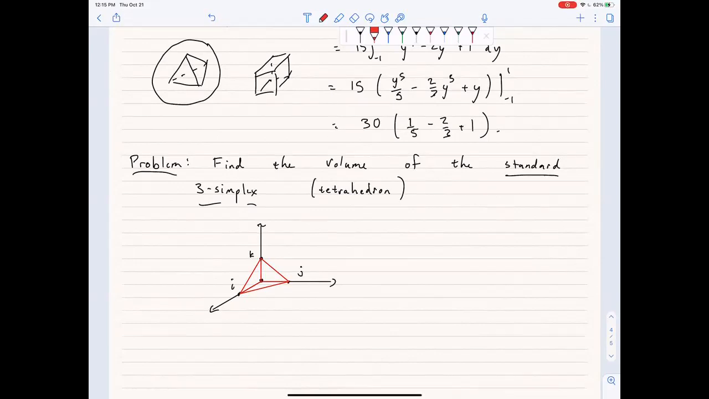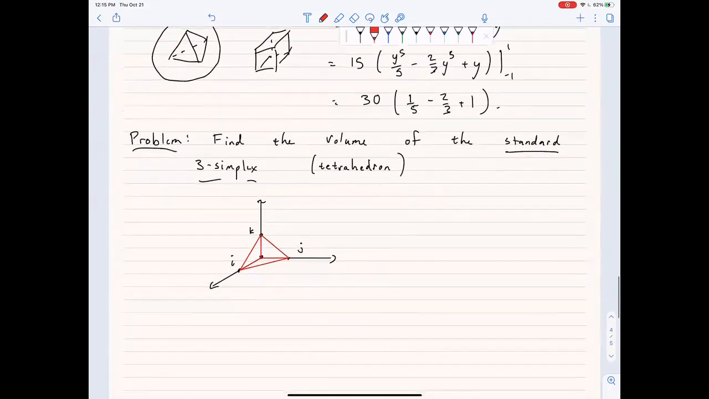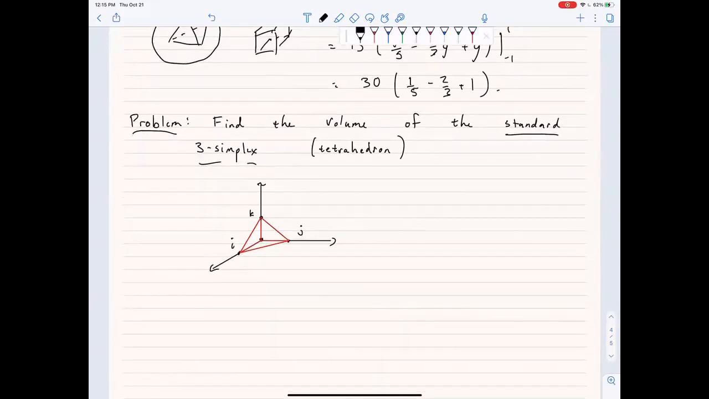So actually, this is kind of a projection of the standard simplex, to be honest with you guys, but don't worry about it. So find the volume of this thing. That's the question. Now, if you've had a good linear algebra course, you probably know how to do this already. But who has had a good linear algebra course? That was a rhetorical question.